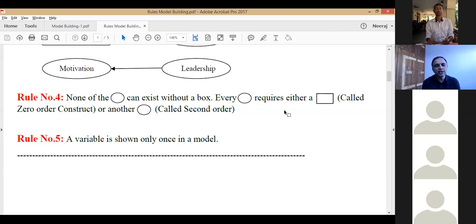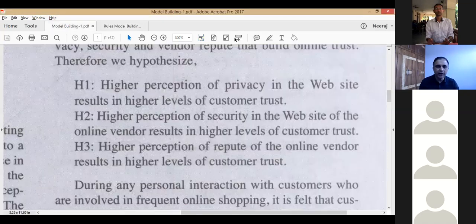And the last rule is a variable is shown only once in a model. So you will not write it again and again. You will use it only once. Let me come back to what we were talking about, the model building. Let me stop share. If any questions are there, you may please ask.